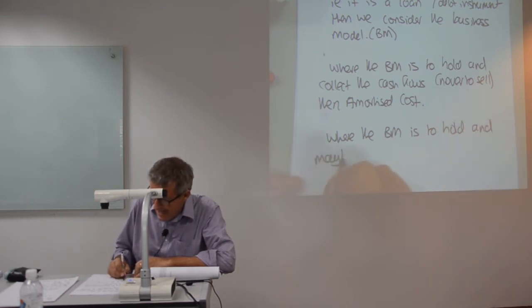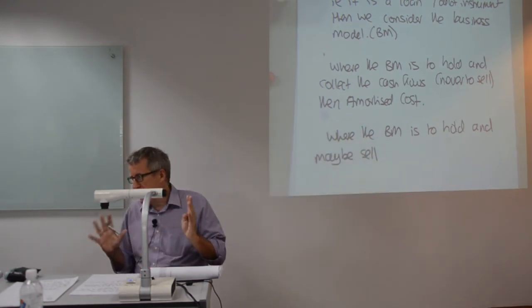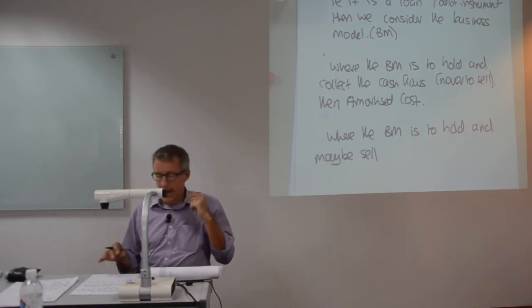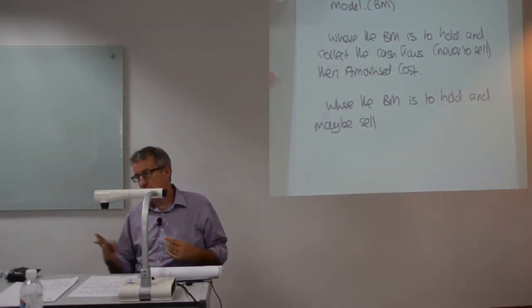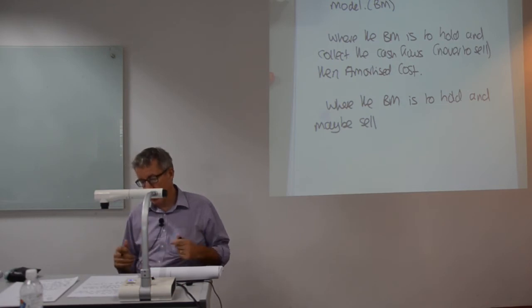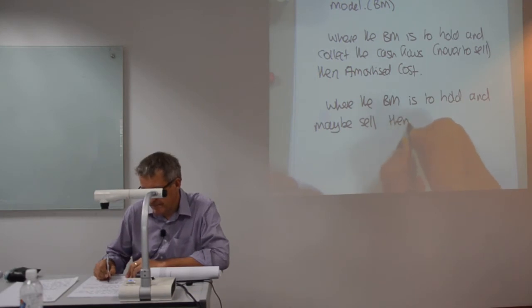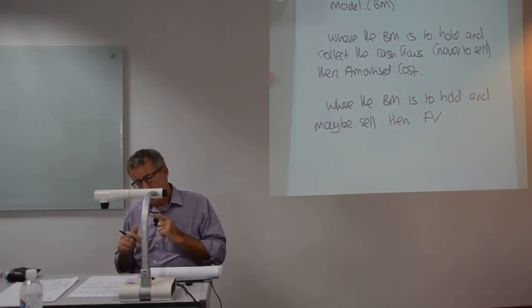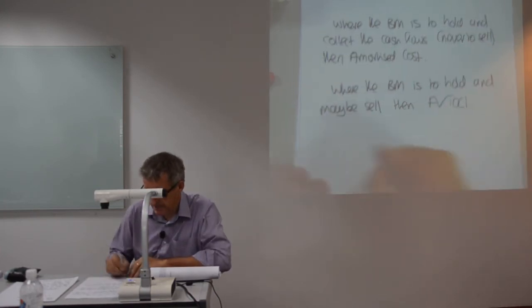Where the business model is to hold and maybe sell, if there's another opportunity. Some companies have this attitude that they hold it, but they reserve the right to sell it on, factor it on. How would you then account for this? You would be at fair value, but you're not definitely going to sell it, so you're not trading it, so it would go fair value through OCI.